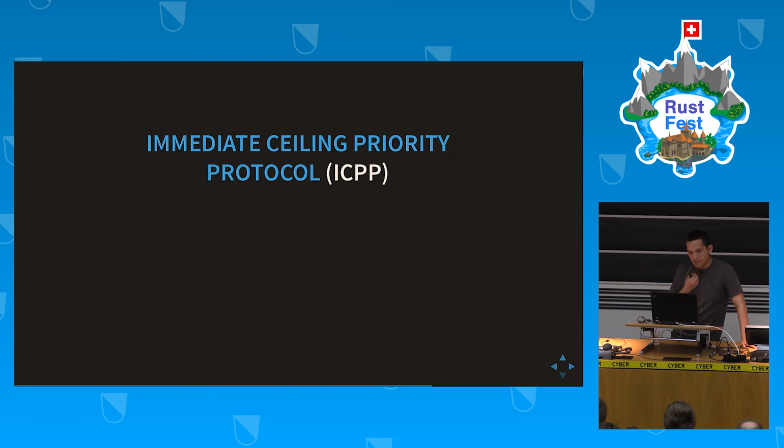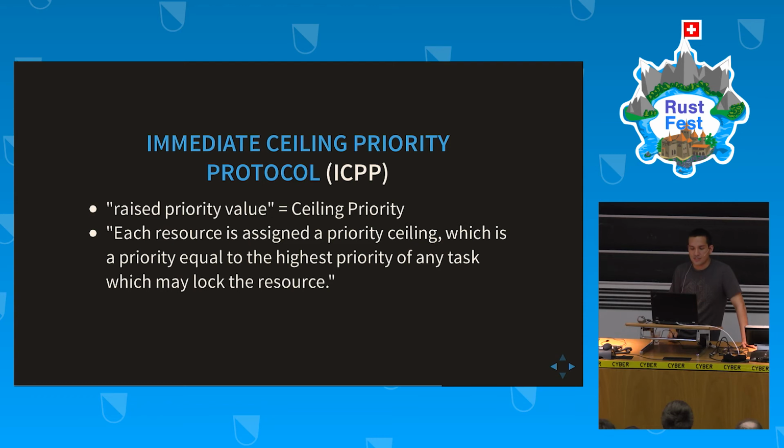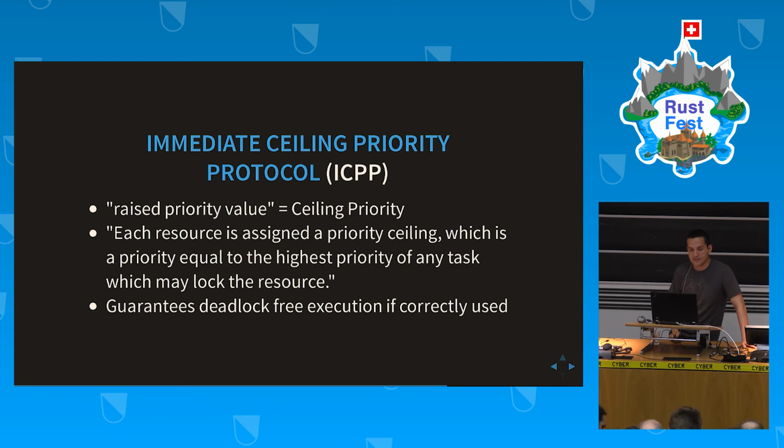But in general, how can we pick this temporarily raised priority? This is a problem that has been studied by the real-time research community since the 80s. And an answer to that is the immediate ceiling priority protocol. In this scheduling policy, this raised priority value is called the ceiling priority. And each resource, which means each shared variable, is assigned this priority ceiling, which is a priority equal to the highest priority of any task which might lock the resource. So we basically have to take the maximum value among all the priorities of the interrupts that access the variable. And this scheduling policy has an extra nice property, which guarantees deadlock-free execution if you use it correctly.